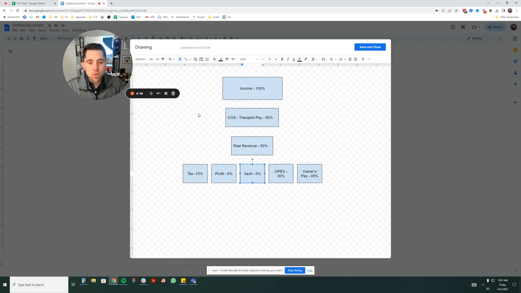And then owner's pay is pretty self-explanatory. That is going to be used for paying yourself as the owner. So whether you are paid through payroll as a W-2 in the company, or whether you're paid through distributions, either way, that is going to cover that cost for you.